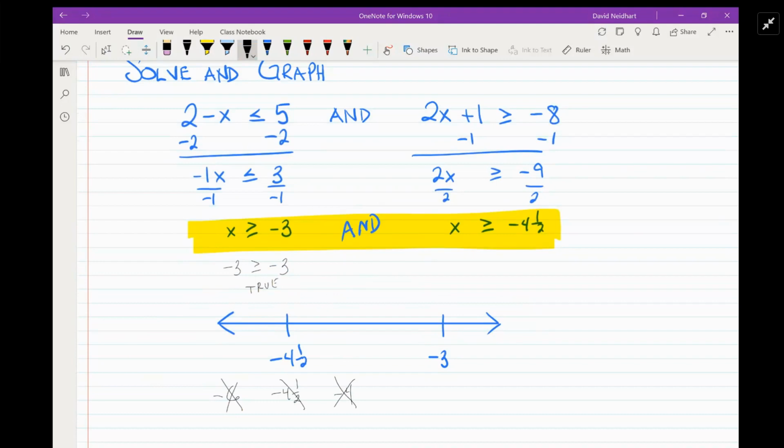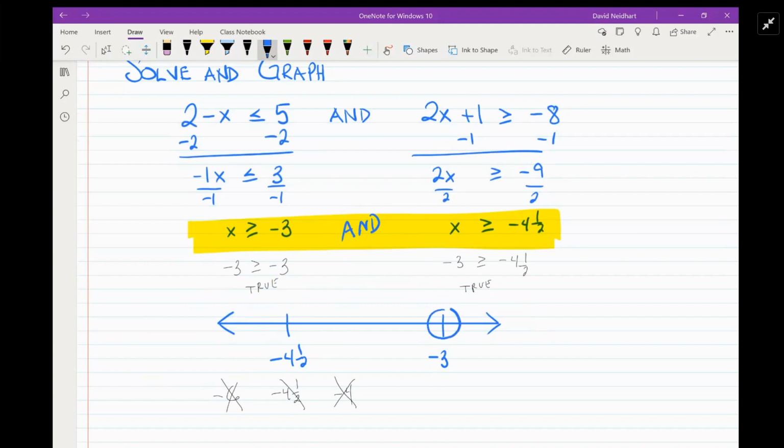We can't go ahead and shade yet until we test the other part. Remember, it has to be true for the left inequality and the right inequality. So I'm going to test -3 over here. Is -3 greater than or equal to -4.5? And it is. Because I have a true statement on both, I'm going to be able to shade in -3.